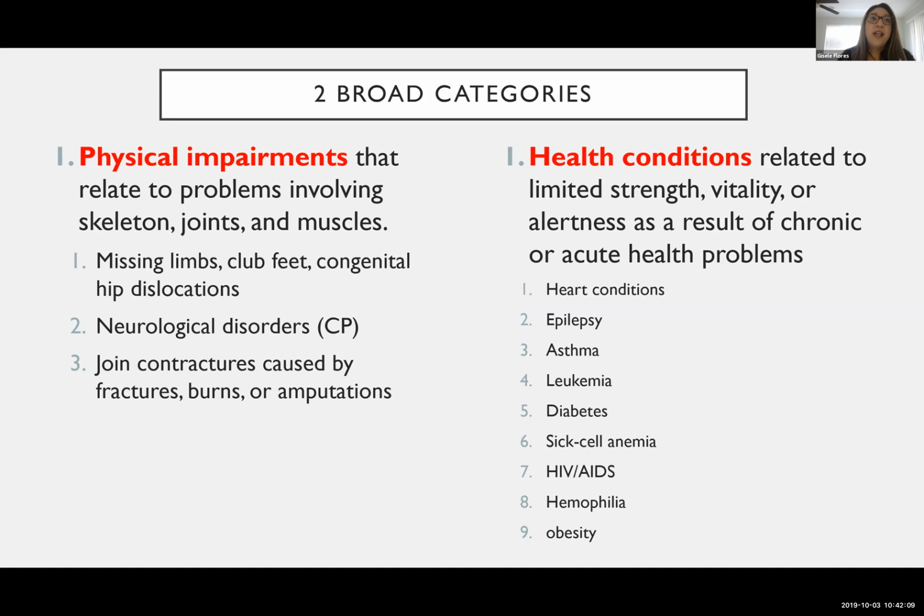And so it's almost like an addiction where you're more easily irritated, you're kind of on edge. And this is what's happening with children who are experiencing obesity. Okay. So two different conditions, physical impairment, health conditions.